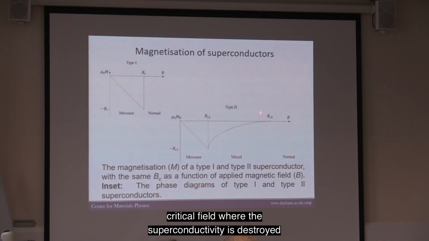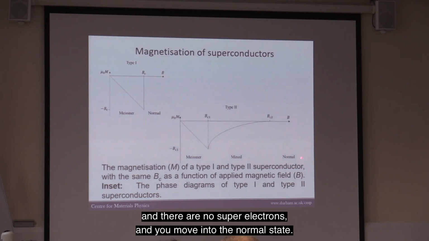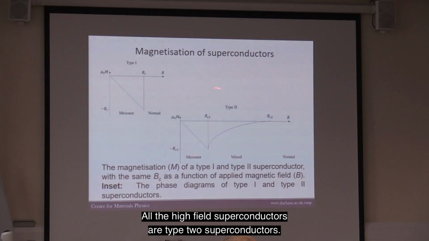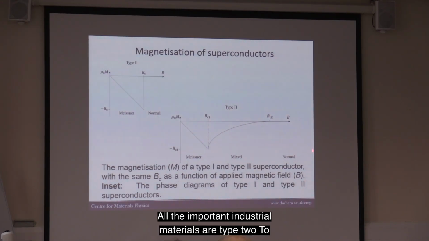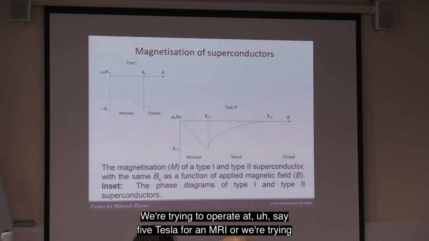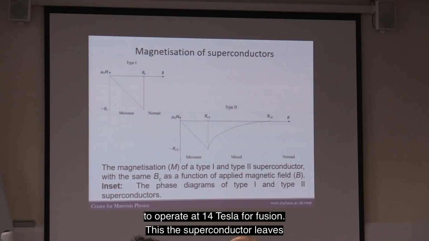Eventually, you get to the upper critical field where the superconductivity is destroyed and there are no superelectrons, and you move into the normal state. All the high field superconductors are type 2 superconductors. All the important industrial materials are type 2 superconductors. And just to give you some idea about the numbers here, a typical number here is about 100 millitesla. So we don't need to worry about this. We're trying to operate at, say, 5 Tesla for an MRI, or we're trying to operate at 14 Tesla for fusion.